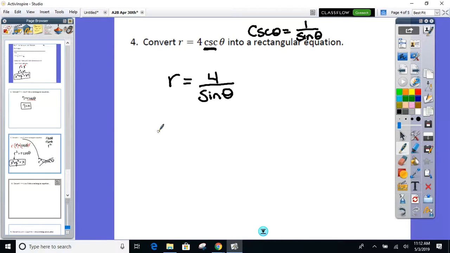Ready? What do I get on the left then? R sine theta. And what do you get on the right? 4. Okay. And what's R sine theta? Watch your mouth here. What's R sine theta? Did I eliminate all the R's and thetas? That's what you want. When you make it into rectangular, you want X's and Y's. All the R's and thetas are out of there.